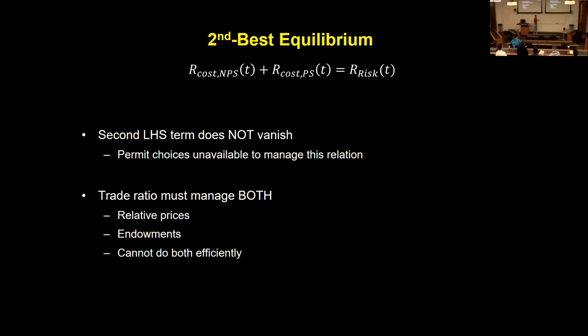The trade ratio now has to do a couple things. It has to manage relative prices, and it has to manage endowments. Previously, even though there was an endowment effect for that marginal impact, it was effectively the permit levels that managed the endowments. And it was the trading ratio that managed the relative prices. We had two externalities, point, non-point. We have two instruments. In the first best case, everything gets managed nice and cleanly. That's the Tinbergen rule. You have the same number of instruments as you do externalities, you can manage the system very well. When you start to reduce the number of instruments, now the remaining instruments have to do more than one thing. And they can't do both efficiently.